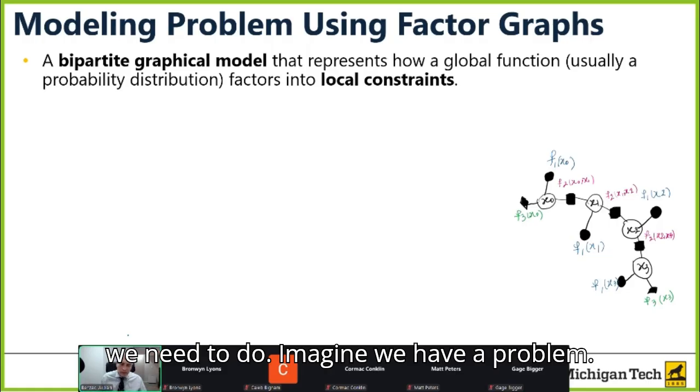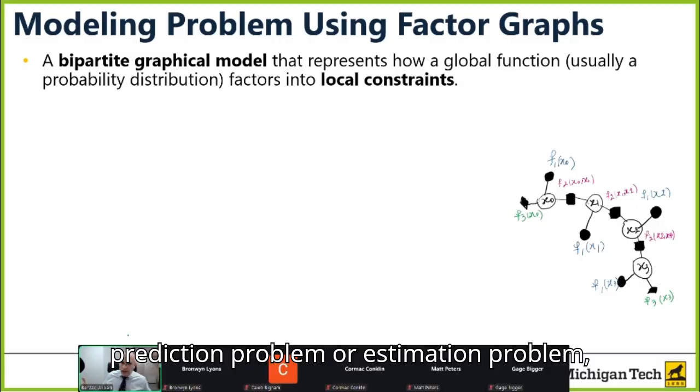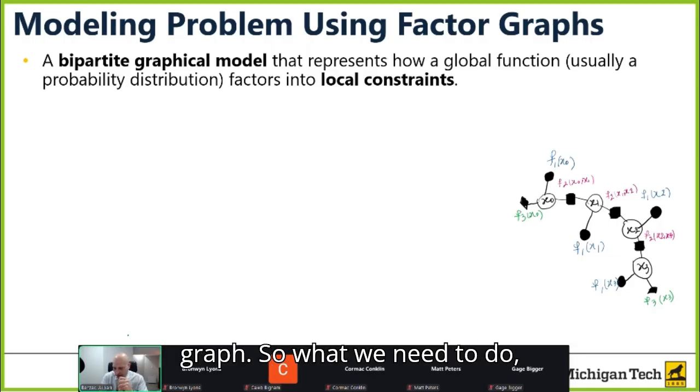Okay, let's go ahead and see what steps we need to do. Imagine we have a prediction problem or estimation problem, and we want to implement it as a factor graph. So what do we need to do? The main point is to see if we can break the problem down.